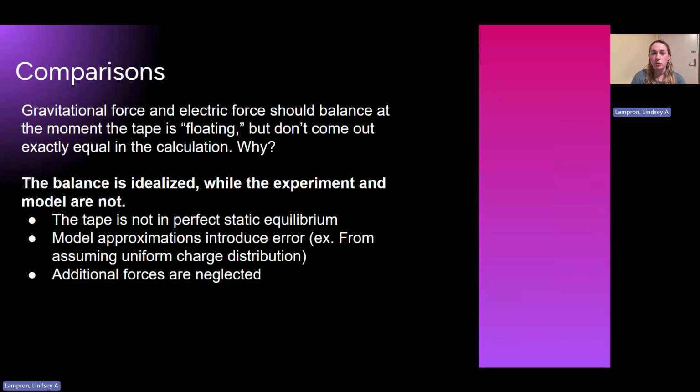And the difference may be due to the fact that the tape might not be in a perfect static equilibrium. It might be oscillating when I took the measurement. The model approximation also could introduce error, for example, from things like assuming that there's uniform charge distribution along the tape, and also we're neglecting additional forces like air resistance.